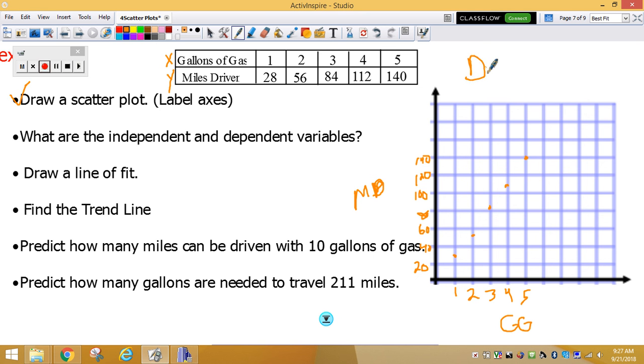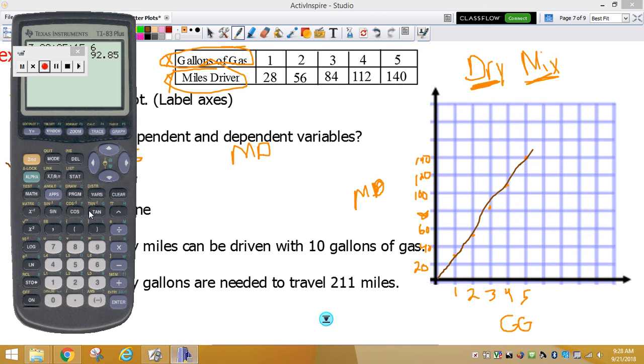Again, I like to use DRY MIX to remember. D is dependent is the Y, independent is the X. So let's start with independent is X. So independent is going to be gallons of gas. Your dependent is going to be miles driven. Check. Draw a line of fit. Okay, that's just a line that kind of goes through the middle of your dots. Check. Find the trend line.